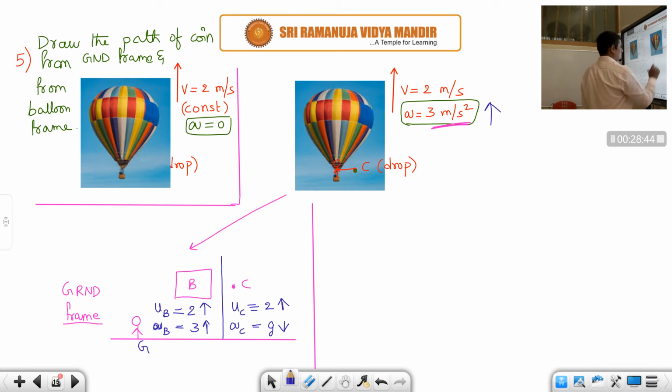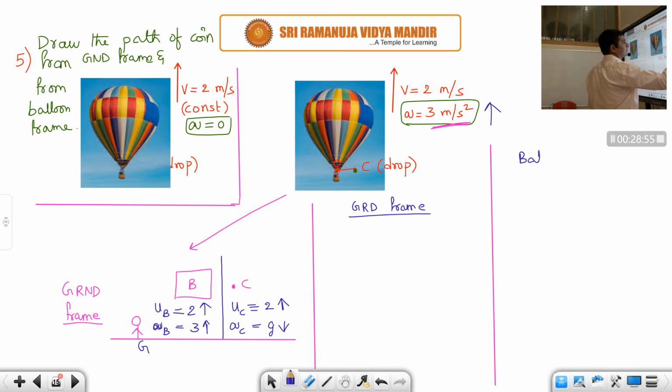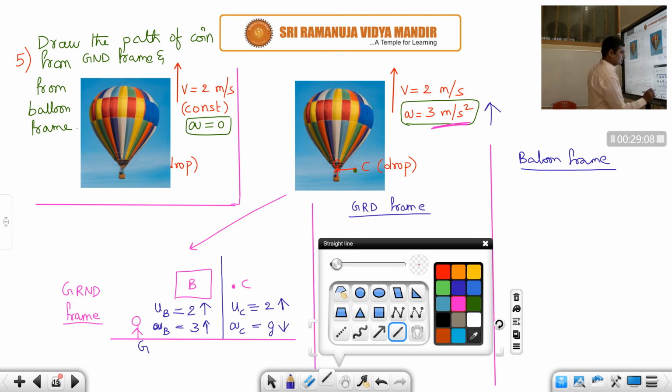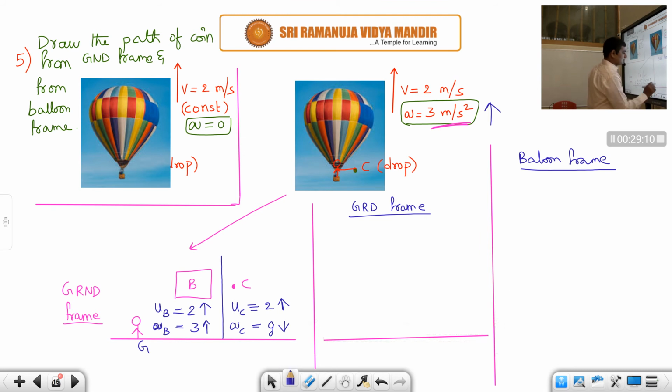Now let us see the path of the coin from the ground frame as well as from balloon frame. Now from ground frame, that means you are standing on the ground. You are standing on the ground and then you are seeing. So when you stand on the ground and observe this one, what will happen, students?